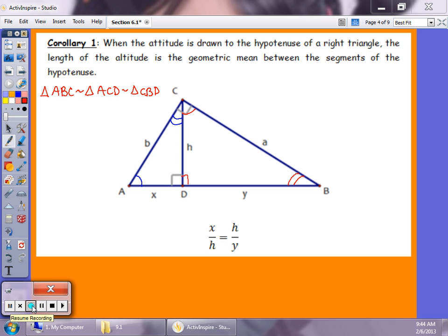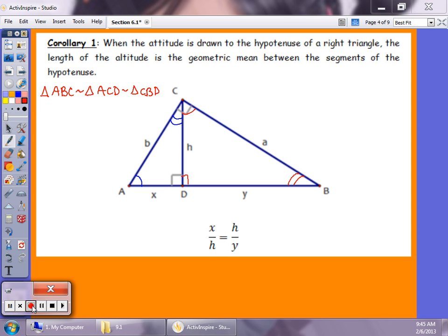Corollary 1 states, when the altitude is drawn to the hypotenuse of a right triangle, the length of the altitude is the geometric mean between the segments of the hypotenuse. So the segments of the hypotenuse are going to be represented by x and y, and the altitude is going to be represented by h. Based on this corollary, we have the following proportion: x over h is going to equal h over y.